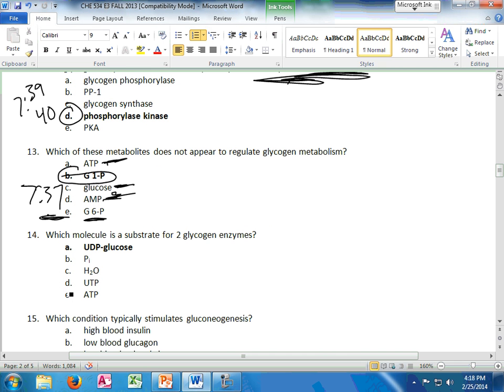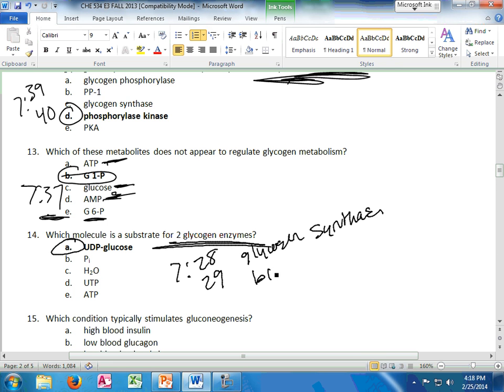Last glycogen question. This molecule is a substrate for 2 glycogen enzymes. That's UDP glucose. That's a tricky question. If you look on slides 28 and 29, you'll see that glycogen synthase and branching enzyme both use UDP glucose in glycogen synthesis.